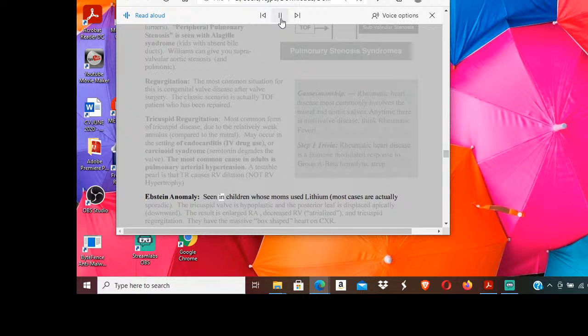Ebstein anomaly, seen in children whose moms used lithium, though most cases are actually sporadic. The tricuspid valve is hyperplastic and the posterior leaflet is displaced apically, downward. The result is enlarged RA, decreased RV, atrialized, and tricuspid regurgitation. They have the massive box-shaped heart on CXR.